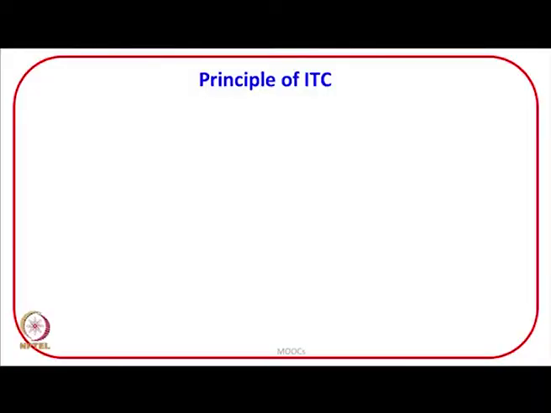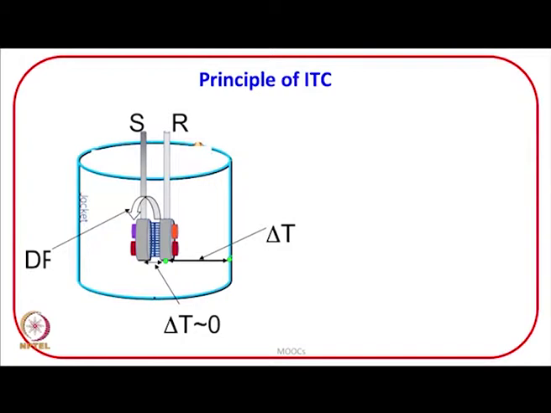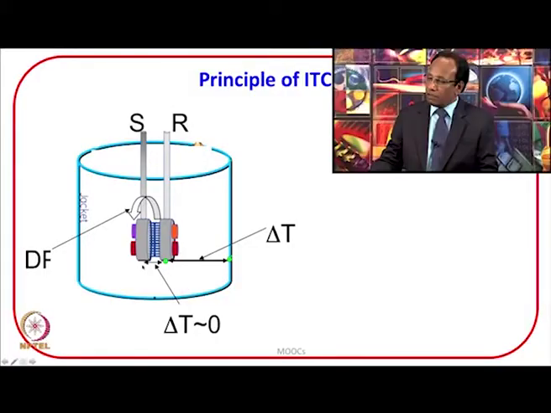So let us first discuss the principle of ITC, isothermal titration calorimetry. In an isothermal titration calorimeter, there is a sample cell and a reference cell. Constant power is supplied to both the cells to maintain the temperature difference between the cells at 0. And everything is kept isothermal, because look at the name: isothermal titration calorimetry.